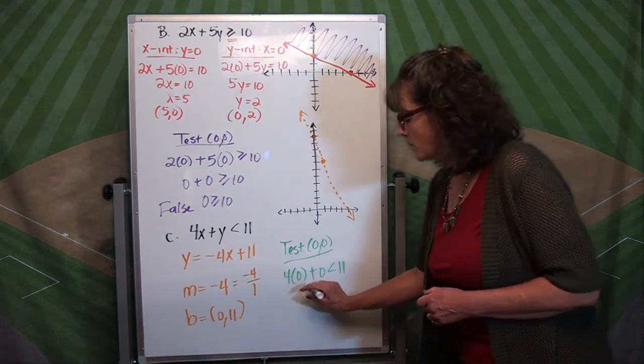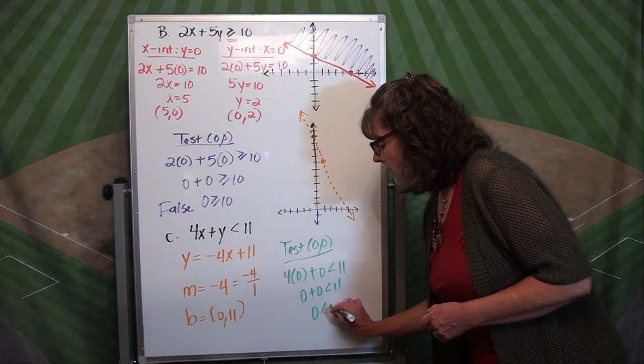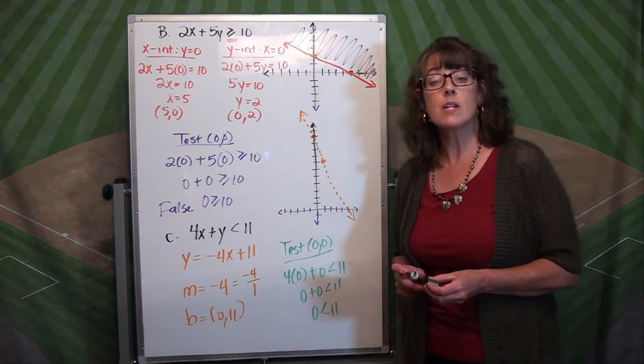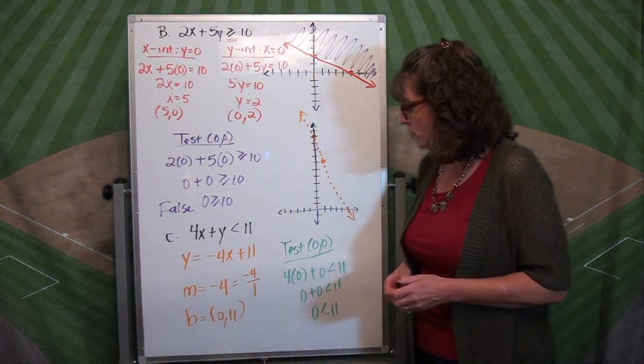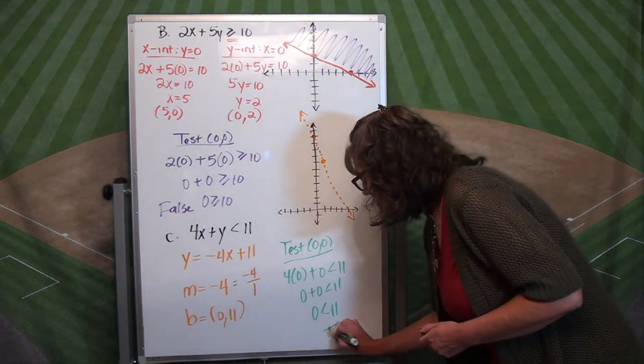And now 4 times 0 is 0. 0 plus 0 is 0. Is this a true statement? It says 0 less than 11. 0 is smaller than 11. Is 0 smaller than 11? Yeah, it sure is. That is a true statement.